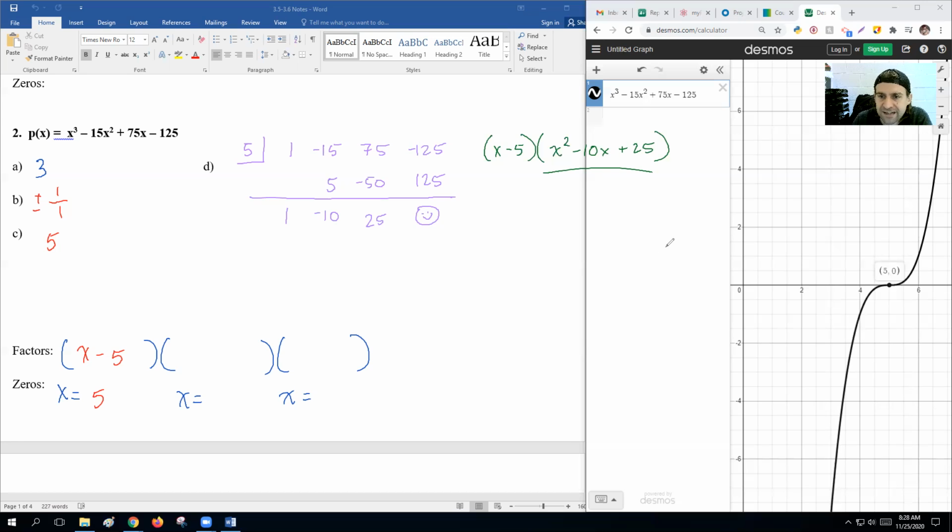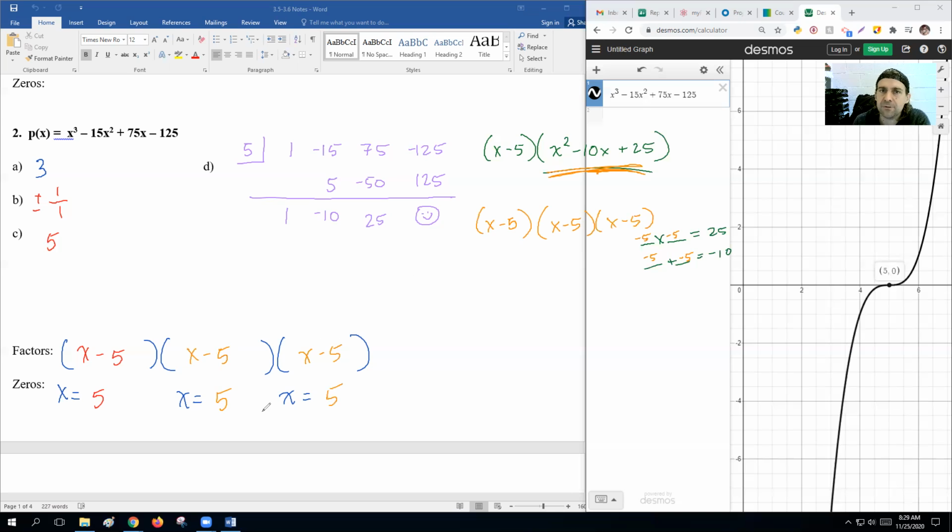Let's double check to see if we can factor this expression here. What two numbers multiply together to give us 25, add together to get negative 10? And let's see, that would be negative 5 and negative 5. So this expression here would be an x minus 5 times x minus 5. And then we also have the x minus 5 from before. So the two leftovers are just x minus 5 again. So our zeros are just all 5, 5, and 5.